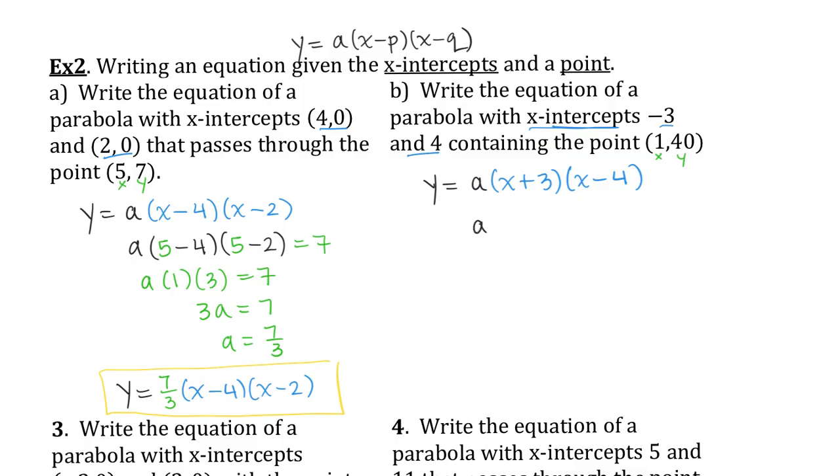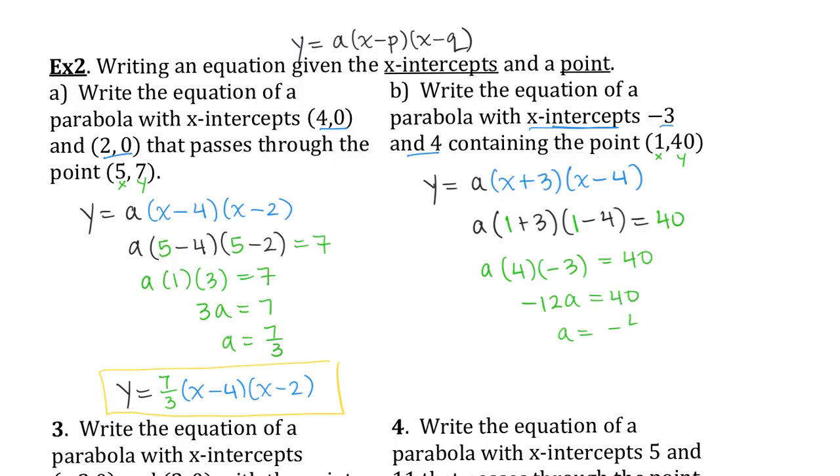Okay, so a times, what's x? 1 plus 3 times 1 minus 4. This should equal the y value. What's the y value? 40. Okay, and even though I know this looks weird, it ends up being easier. 1 plus 3 is 4. 1 minus 4, negative 3. So negative 12a equals 40. A is negative 40 divided by 12. Can we simplify this? Yes, please. What can we divide it by? 4. Negative 10. 12 divided by 4 is 3. So negative 10/3.